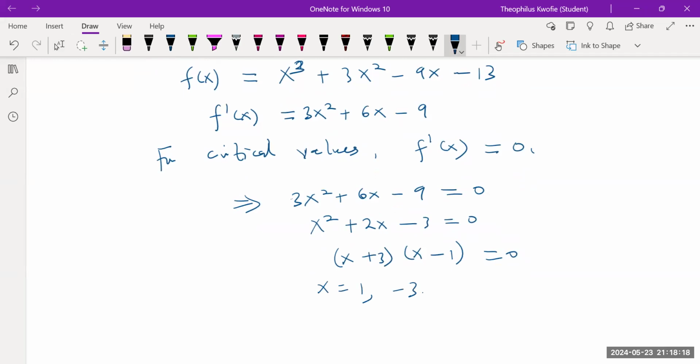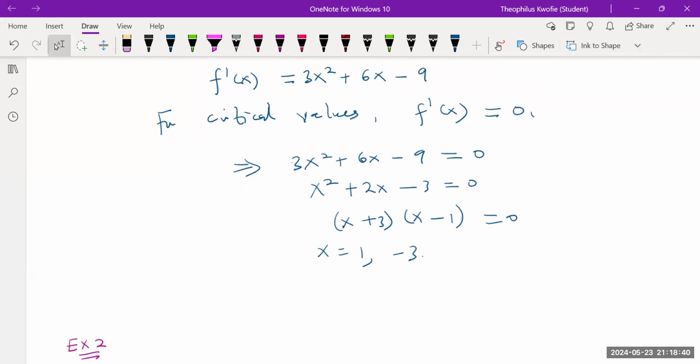Okay, very good. So these values are our critical values. Our critical values are 1 and negative 3. Very good. But at this point, we are going to use the second derivative test with negative 3 and 1.